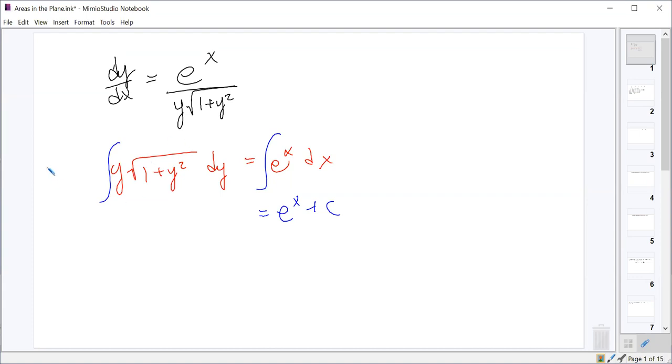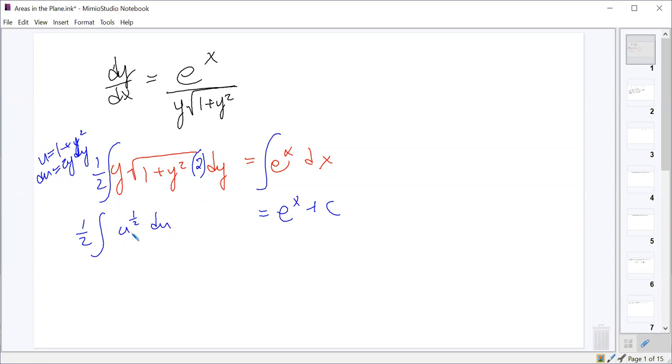So we are going to let u equal 1 plus y squared, which makes du 2y dy. And that means I'm going to need to put an extra 2 in here, which means I'll put a 1/2 outside. Good with that? Okay, so now we have 1/2 the integral of 2y dy gives us our du, and then root 1 plus y squared is a root u, or u to the 1/2 du. So now we can integrate.